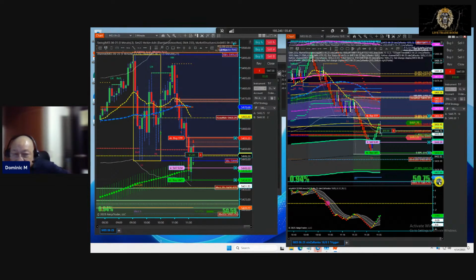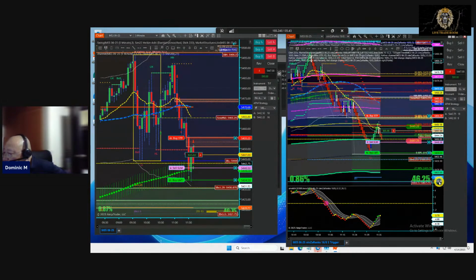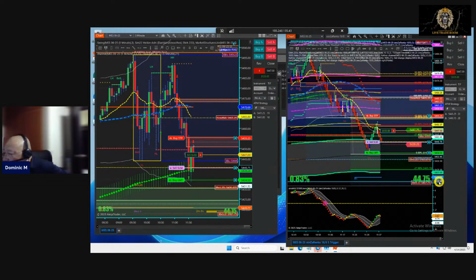Not ES, it's MES, micro. I might look at trading the ES, but the per tick there in the ES is $12.50. One point is like $50. Order filled. There we go.